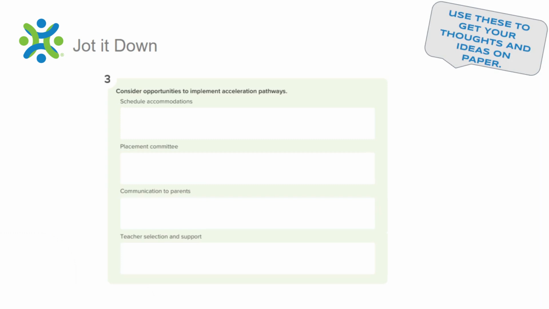When you are looking at implementing acceleration or innovating your current practices for acceleration, these are some topics that you want to think about. First of all, schedule accommodations. Elementary students who, for example, take math at a grade higher than the grade they are in experience a disjointed schedule many times. Their grade level and the next grade level math class may not line up. How can that be overcome? Can they still go to specials and recess and lunch with their age peers?